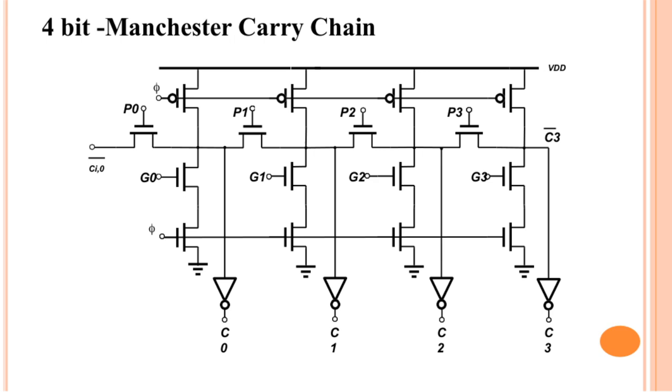Notice the presence of the clock signals indicated by phi, which synchronize the operation. This setup ensures that carries are efficiently generated and propagated, significantly speeding up the addition process compared to ripple carry adders. Understanding how these signals interact is crucial for optimizing arithmetic circuits in hardware design.